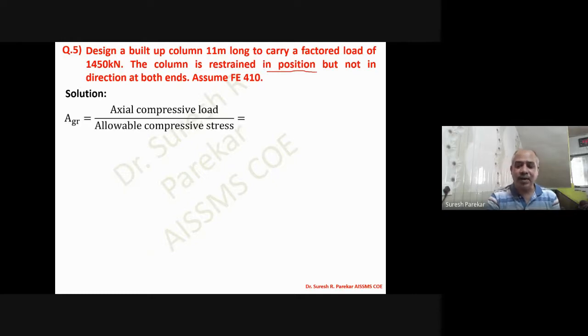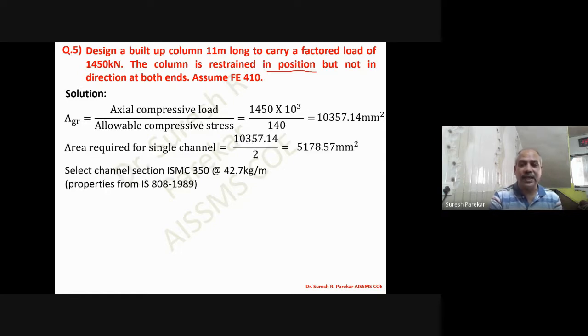Now here, allowable compressive stress, already I mentioned it, 130 to 150, 160 we can consider, and we have this value of assumed allowable compressive stress over here as 140 MPa, and from this I will get the area required. So we are using a double channel section. The area for two channels we have is 10357.14 mm square, and we have to calculate it for a single channel. And from this I will consider a single channel section.